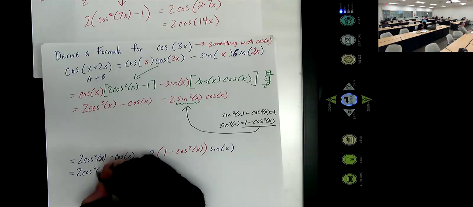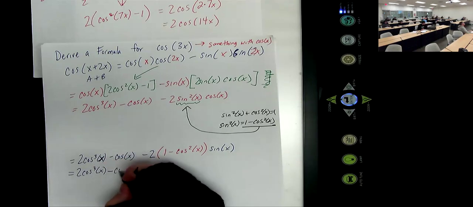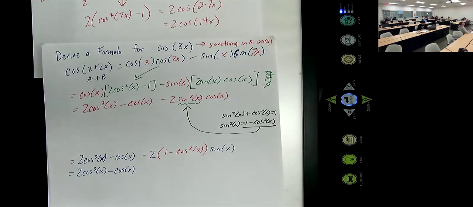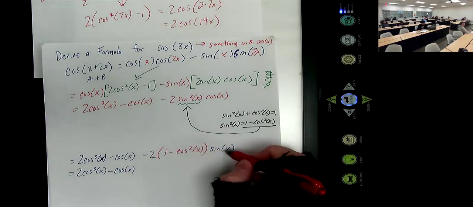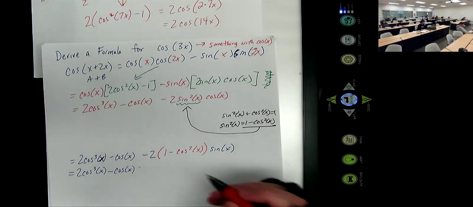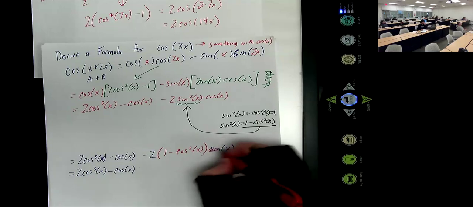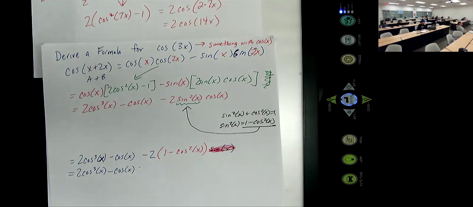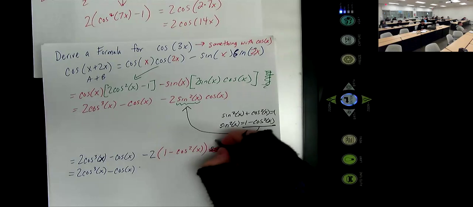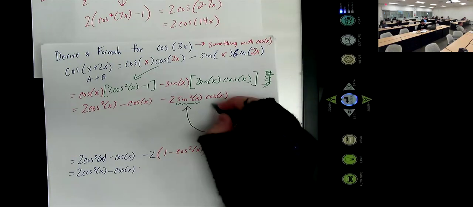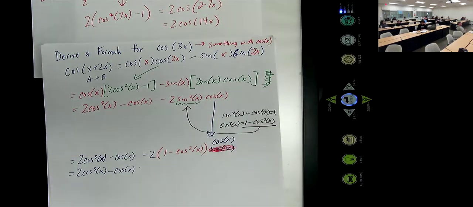So if I clean this all up, I've got -2 times sine x times 1. That's not a sine x, that's a cosine x. Look at me writing down the wrong thing. I was just supposed to bring that down right there. I've got -2 cosine x.